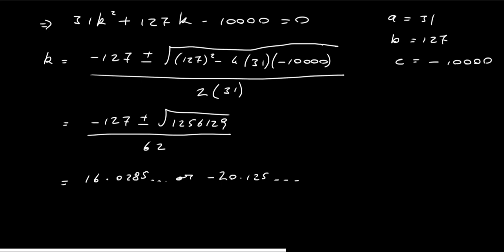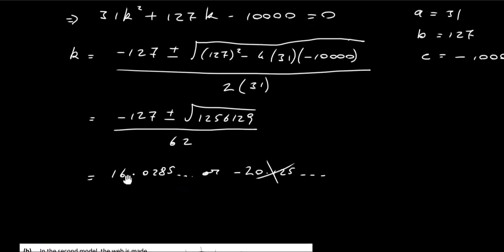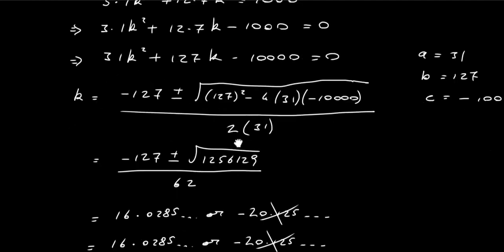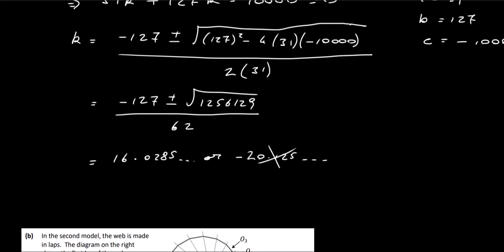We can't have a negative number of patterns, if you like. So I'm going to ignore that one. So we have stage 16 plus part of another stage, plus part of stage 17. So it's actually during stage 17 where the total length of silk will be more than 10 meters. So our answer then is just K will be equal to stage 17.